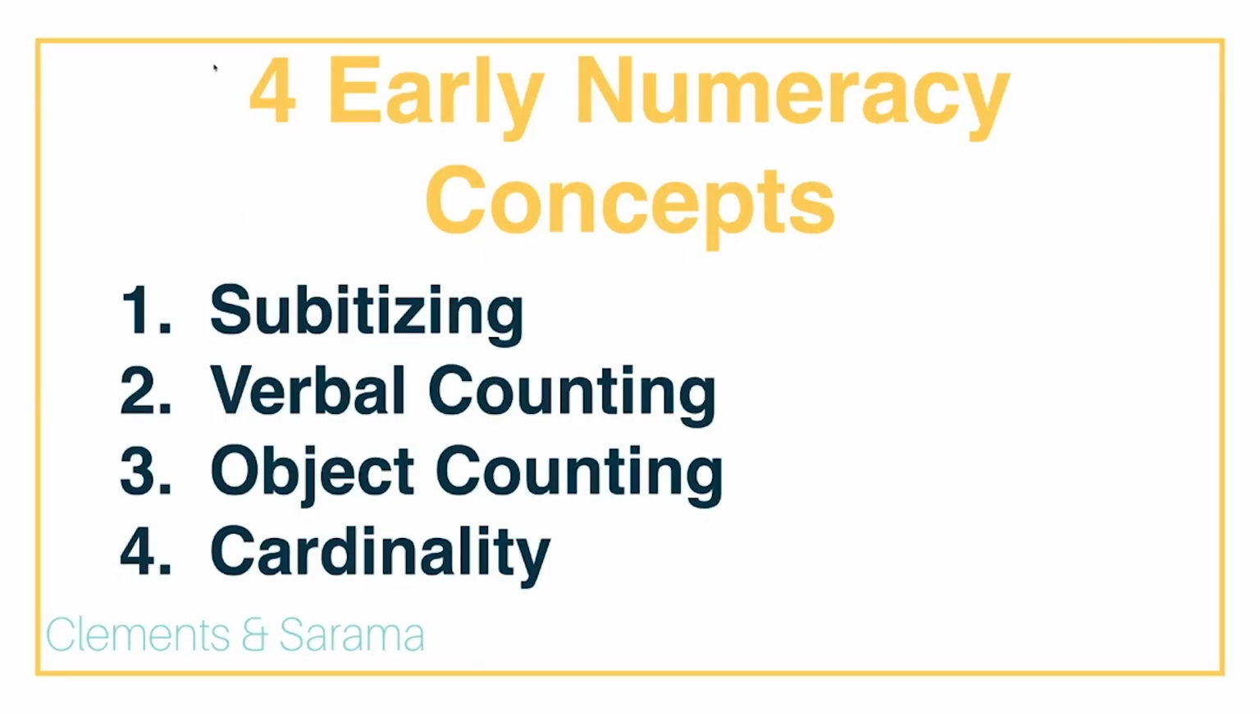All right, let's dive in to the 8 number sense concepts that help build fraction sense. We're going to break up the 8 number sense concepts into the 4 early numeracy concepts and then the 4 number relationships. I'm going to go through these fairly quickly, and we are only looking at them through the lens of fractions. There is so much more to building number sense around all numbers, but we're just looking at fractions. So the 4 early numeracy concepts are subitizing, verbal counting, object counting, and cardinality.